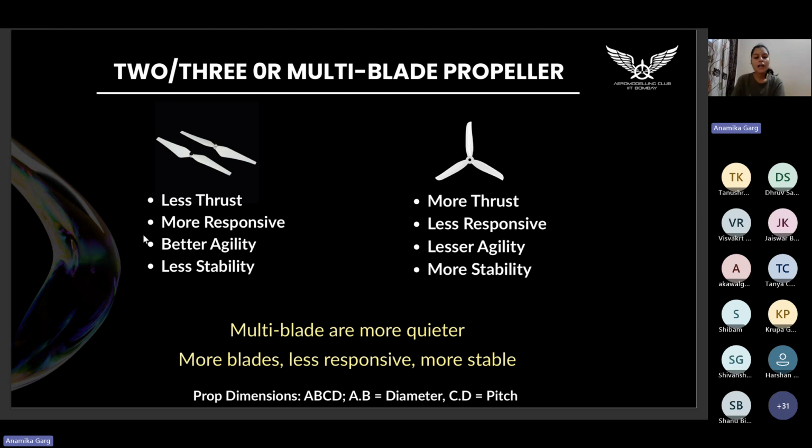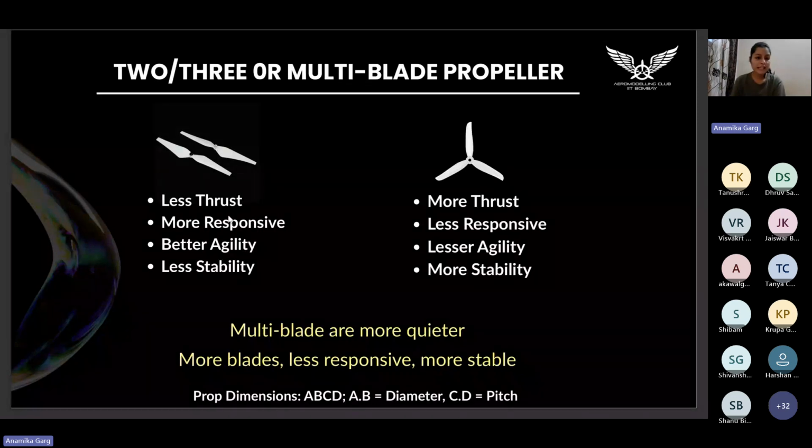Moving on, you can choose either two blade propellers, three blade propellers, or multi blade propellers. The main difference between two blade and three blade propellers is that two blade propellers provide a little less thrust compared to three blade propellers, but they are much more responsive and much more agile. Three blade propellers are a little less responsive. And as you keep increasing the blades, the responsiveness gets a little less, but it becomes more stable.